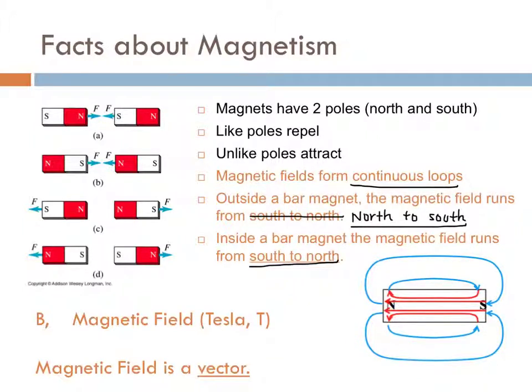Our magnetic field is going to be represented by a capital B, and we're going to have a new unit of Tesla. Also, magnetic field is a vector, so we're going to see how it plays into our calculations later.